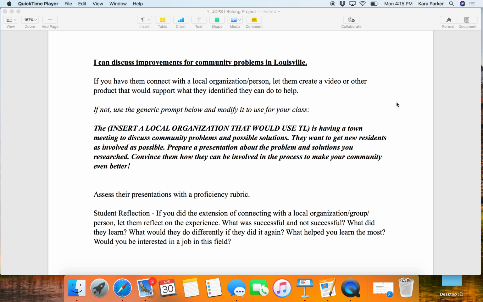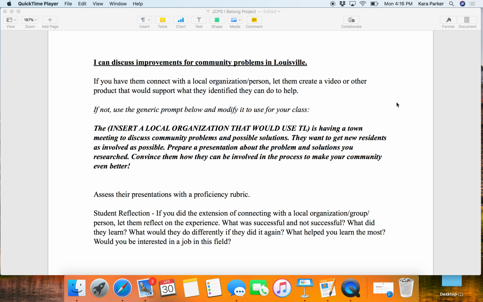If you did not connect with another group, I would suggest using some kind of generic prompt below, and you can modify this to use with your class. But basically, give them this scenario where this could be a possibility of something that could happen. So the blank organization is having a town meeting to discuss community problems and possible solutions. They want to get new residents as involved as possible. Prepare a presentation about the problem and solutions you researched. Convince them how they can be involved in the process to make your community even better.